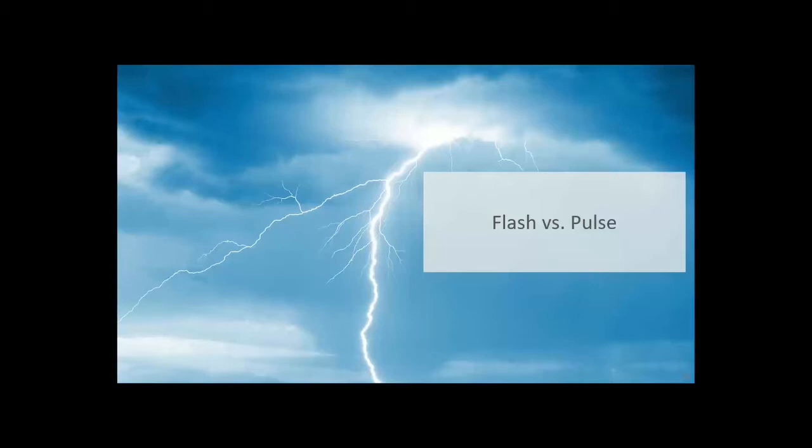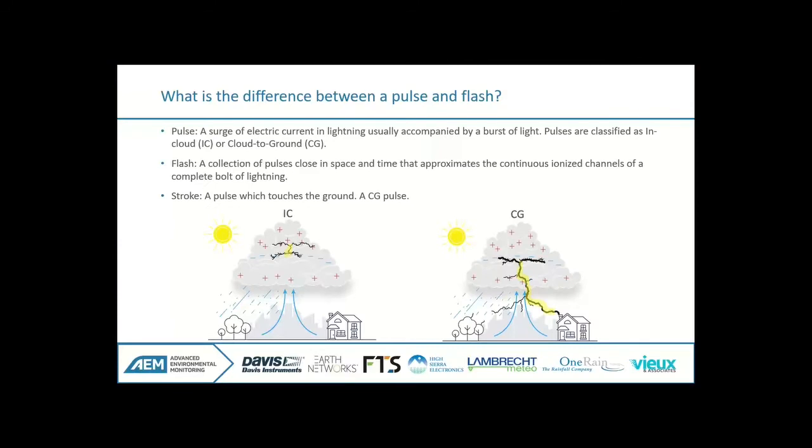This is important because when you visualize lightning from Earth Networks within the Contrail platform, you're going to see the option for both pulses and flashes. So it's important to define what they are. A pulse is a surge of electric current in lightning that shows a burst of light, and they can be classified as either IC or cloud to ground. You can think of pulses almost as all those little tentacles that you see coming out from the lightning.